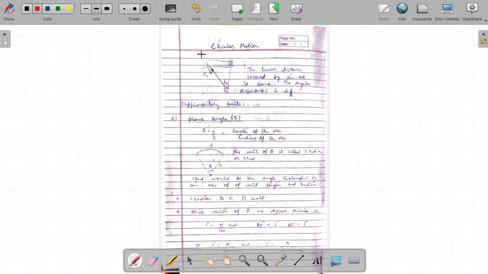So the initial part of the chapter would be covering the part related to kinematics, and the later part of the chapter would be related to the ideas of forces involved in circular motion. So that part will be dealing with the laws of motion side of circular motion. So let us begin.